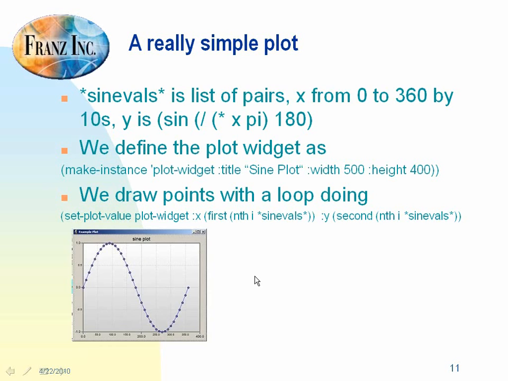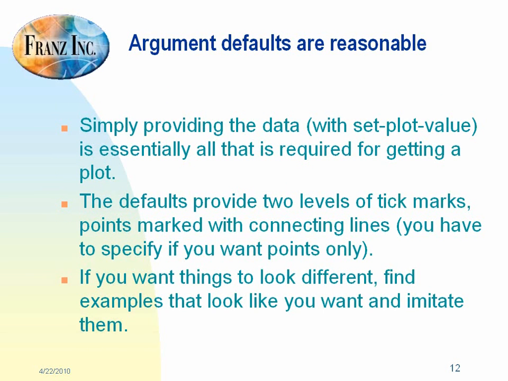And the point of this is that all we did was create a plot widget, specify a size, and plot some data. And there you go, you had a plot. And the defaults provided two levels of axis markings. It provided the points that were part of the data set and the connecting lines. And then if you want things to look different, you find examples that have the features that you want, and then you figure out what additional arguments you have to add.